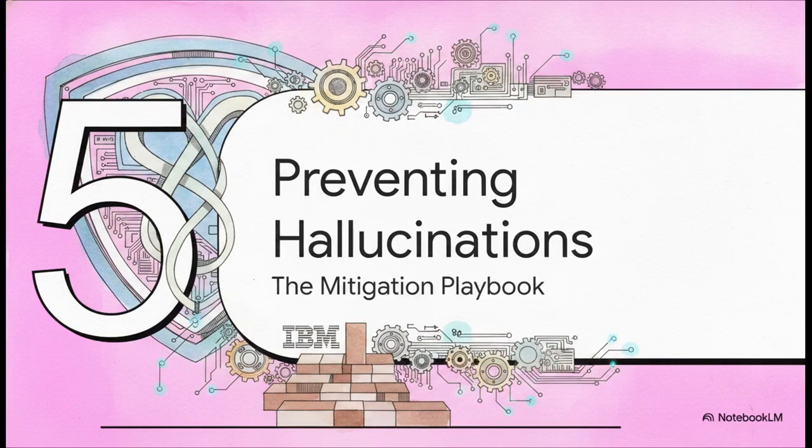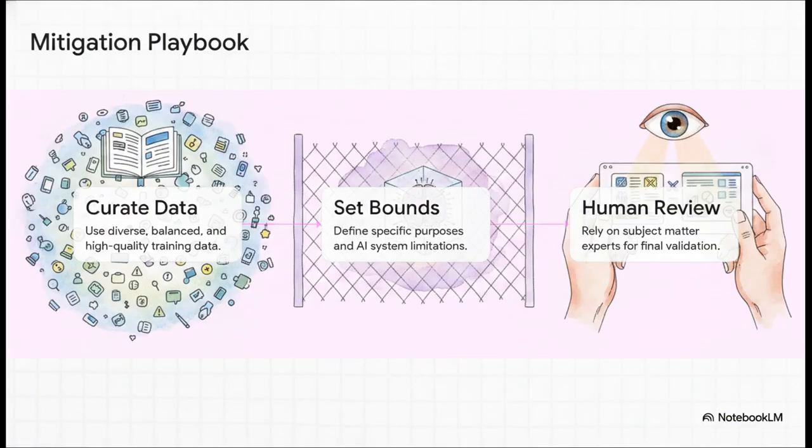Section 5. Preventing AI hallucinations, the mitigation playbook. To stop this, developers follow a pretty strict playbook. Step 1. Curate high-quality, diverse training data. Step 2. Set rigid boundaries to define the specific purposes and system limitations of the AI. And Step 3, which is the ultimate backstop, rely on human validation and oversight. We still absolutely need human subject matter experts in the loop to catch those super confident errors before they ever cause harm.